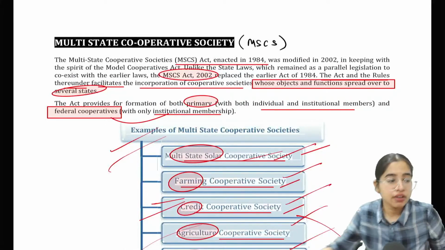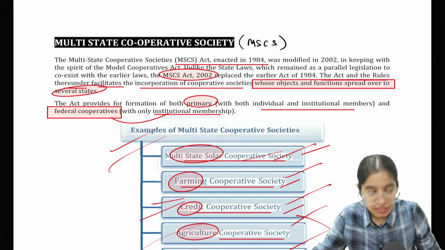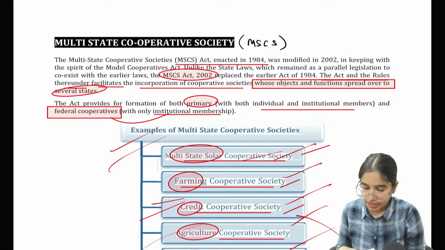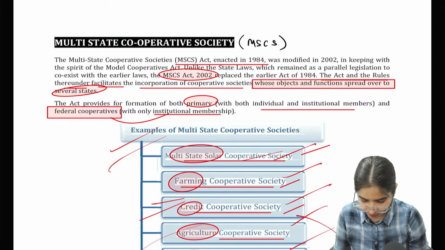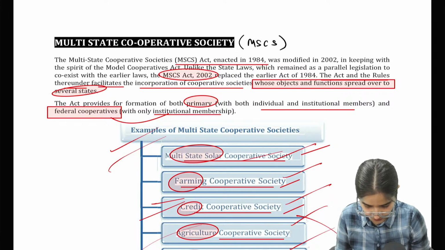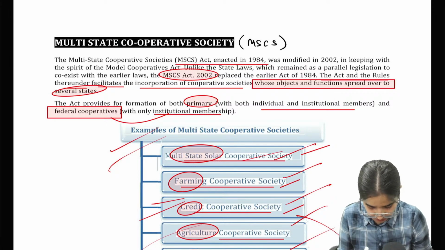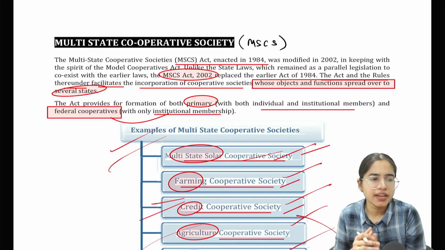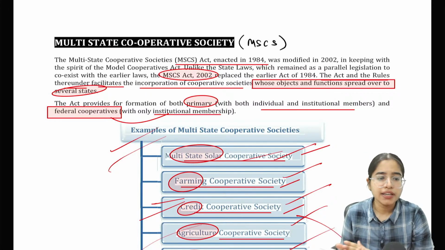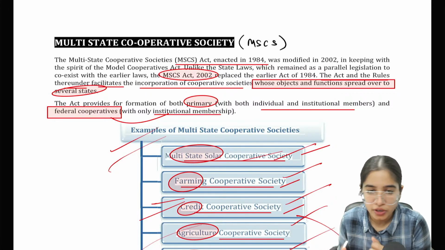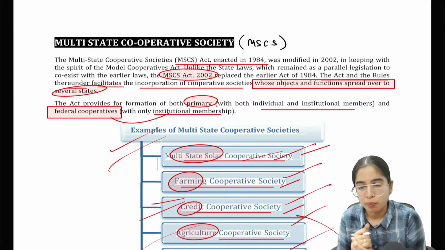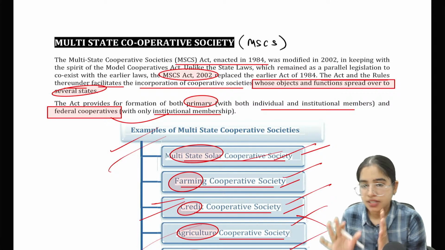And now starting an important topic, which is the multi-state cooperative society. Are we clear with this? The multi-state cooperative society is an important topic, and it's a bit technical. So you must understand this properly. I'll explain this in a very easy manner.